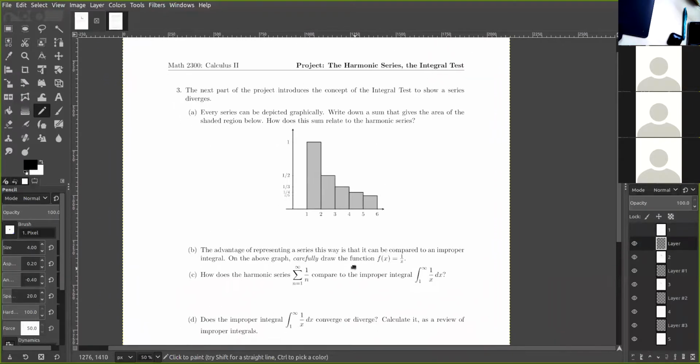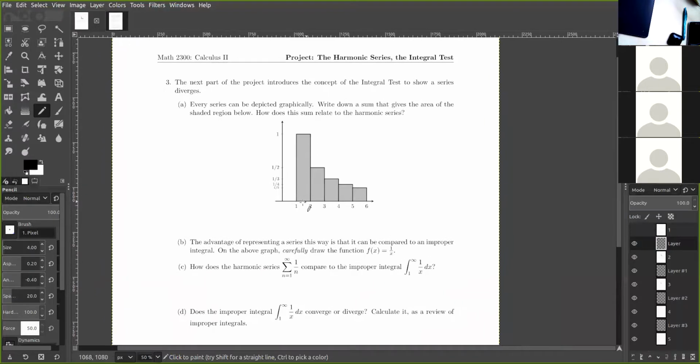So let's take a look. This is our harmonic series. I'm actually not a big fan of this drawing, but I guess either a right or left-hand sum is going to work. What we're going to end up doing is comparing these sums of series to, in some sense, a right-hand or a left-hand Riemann sum. So let's see what it says.